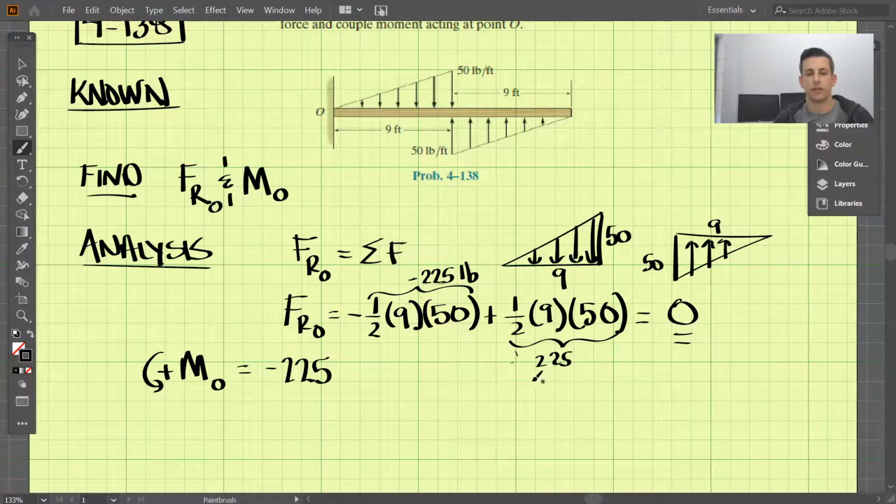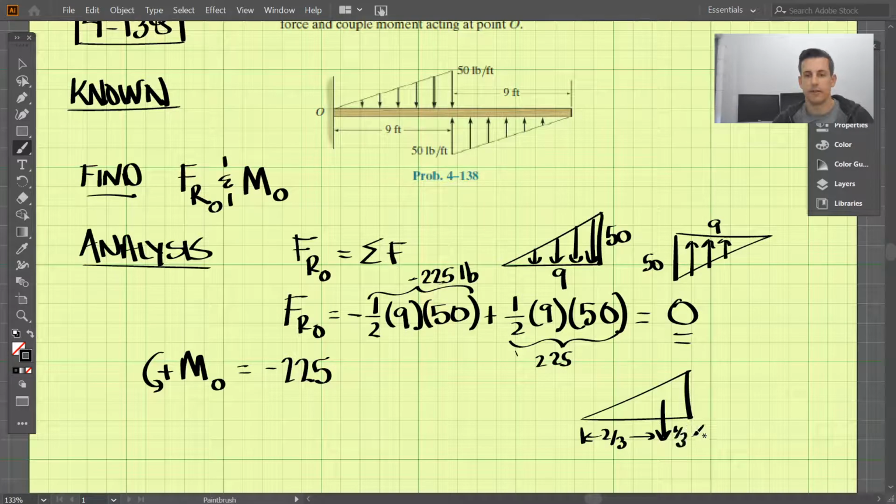Now, that's a tricky thing to figure out, but we can remember that in a triangle, if we have a distributed load, the cumulative load acts 2/3 away from this side, and this side is then 1/3 here. Okay, so the 2/3 away here, 2/3 of this base is 9 times 2/3, which is 6. Right? Now let's do the other triangle.